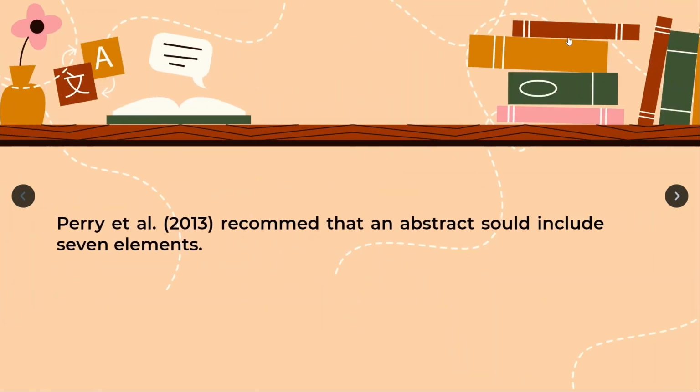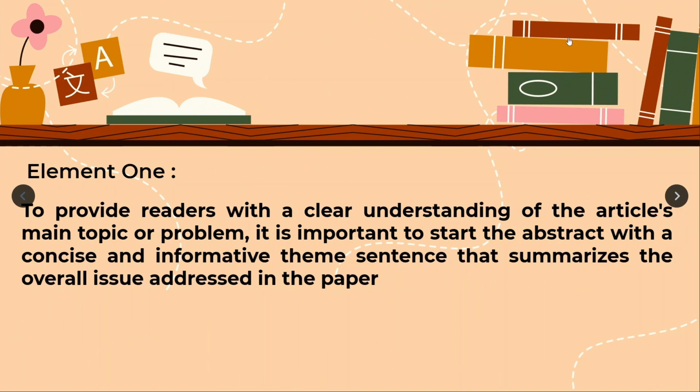So we have Perry et al. recommend that an abstract should include 7 elements. Now, these 7 elements, I mean, most of the time you are going to find most of them, but sometimes for some elements, they can be hidden, can be implicitly stated. So let's start with the first one.